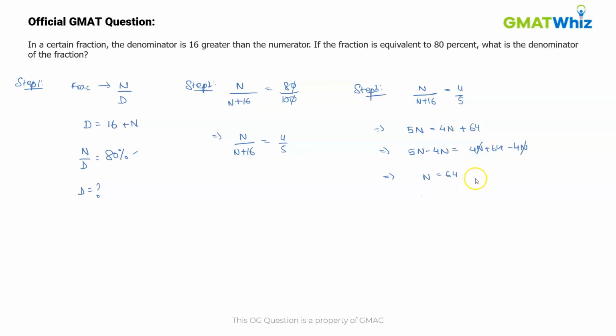Now a lot of you might end up marking option B as the answer, which is incorrect, since here we have to find the value of d, which is equal to 16 plus n. So after substituting the value of n, we get 16 plus 64, which is equal to 80. Thus the correct answer is option D.